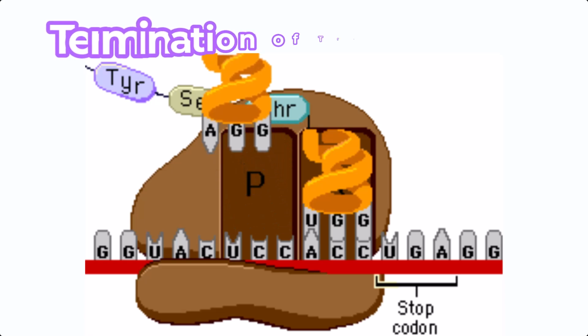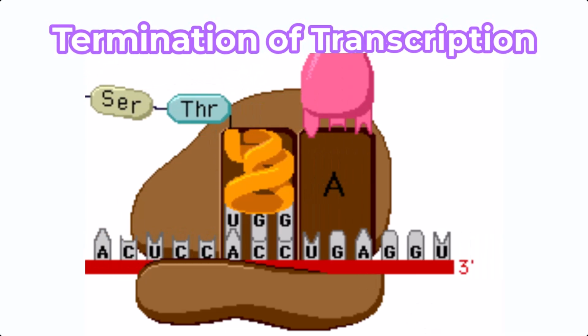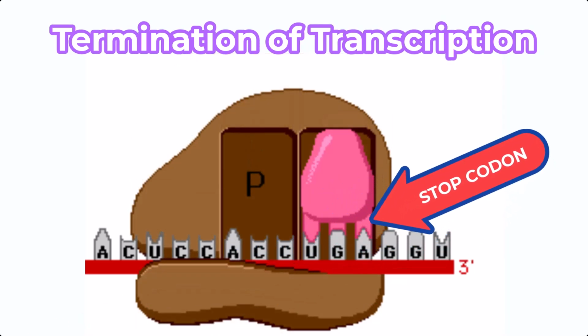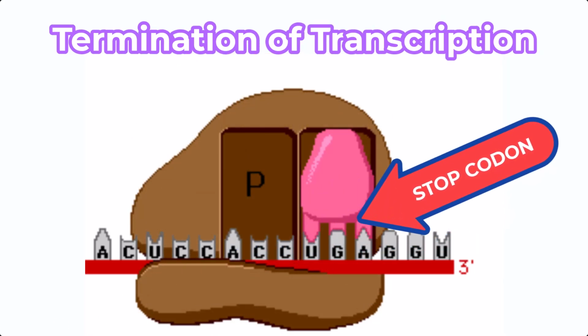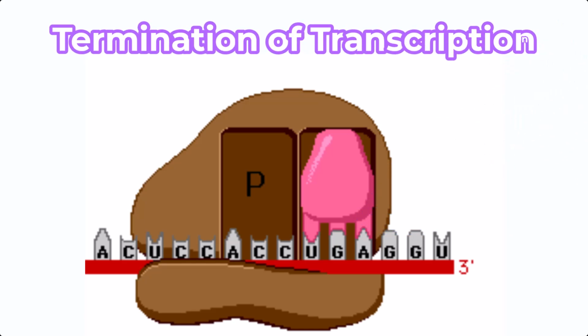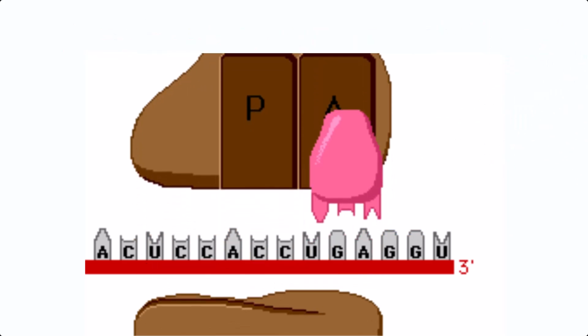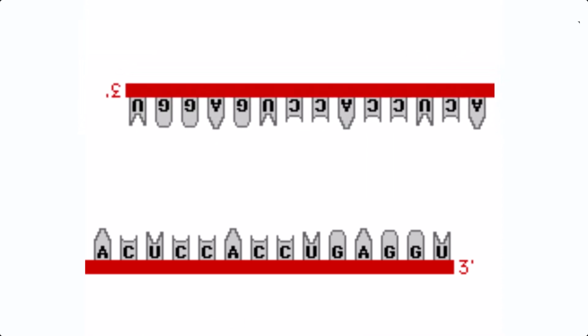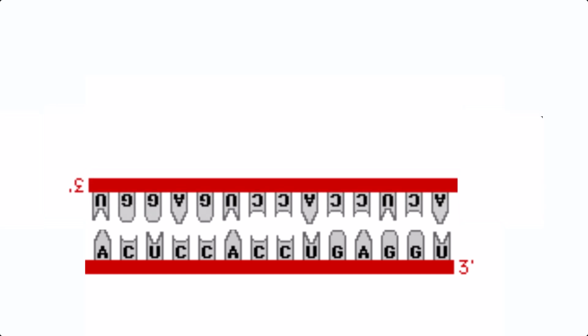In the third phase, called termination, the RNA polymerase reaches a special sequence of bases in the DNA template called a terminator sequence. This sequence signals the end of the gene. At this point, the polymerase molecule detaches from the RNA molecule, and the DNA strands rejoin.